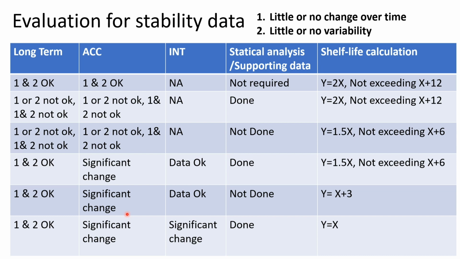Significant change in ACC, intermediate data is okay, but you don't have supporting data to support expiry period, to support shelf life. You don't have statistical analysis data also. Then Y is equal to X plus 3, meaning 12 month long term completed, so 15 months you can give as the expiry date. 24 month completed, 27 months you can give as the expiry date.